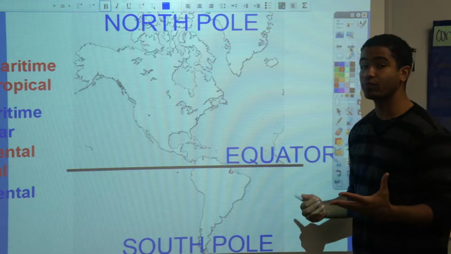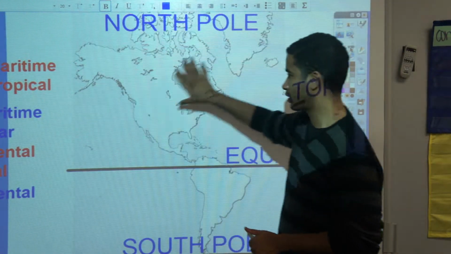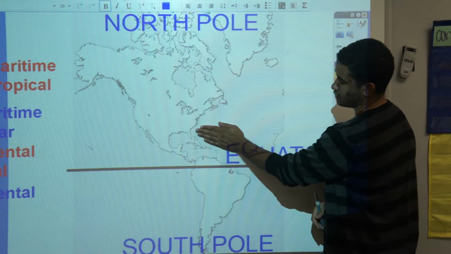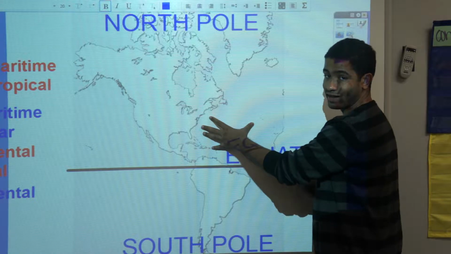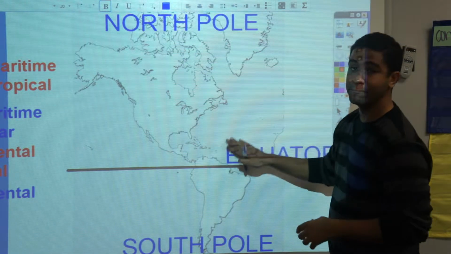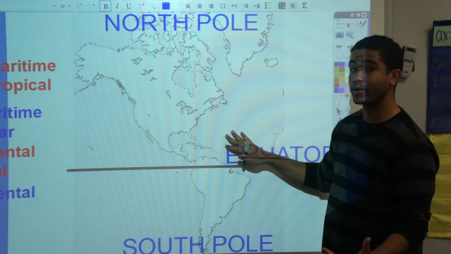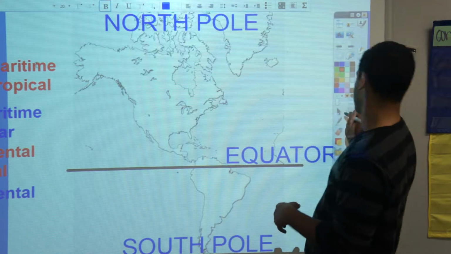Alright, now we're going to label where our air masses go. I put it off screen right here, but we're going to put it here. And this is the Gulf of Mexico. This is water, right? So it's going to be wet. It's going to have moisture, so this is maritime. The Gulf is also close to the equator, so it's going to be warm. So we're going to get our maritime tropical.